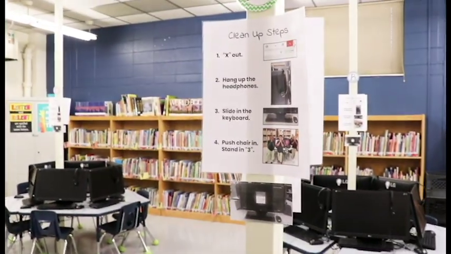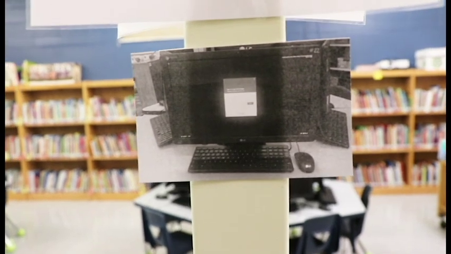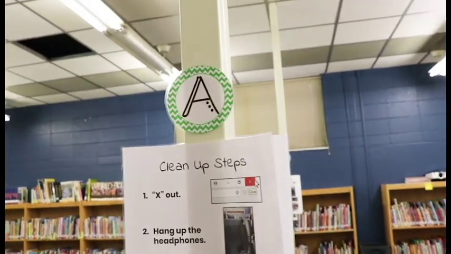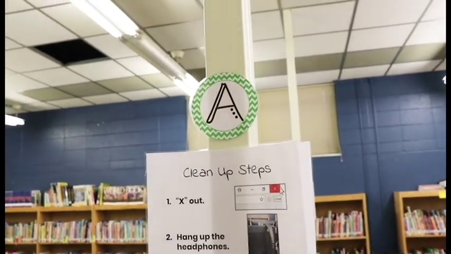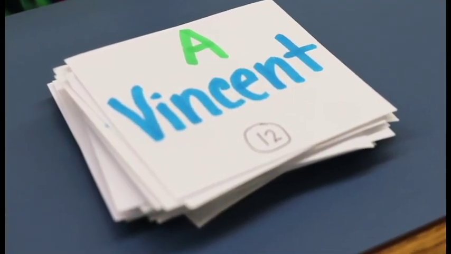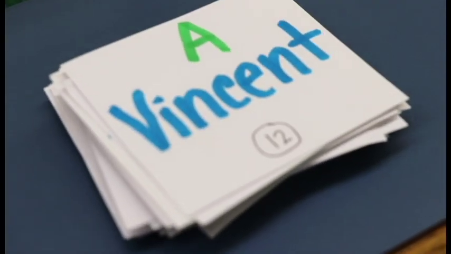In addition to the cleanup steps poster that I have, I also have just a single picture of what I expect their workplace to look like, and that's on the larger poster, that big picture. It matches. And then on top of that, I have also just the group, or the pods. I call them pods. So these are the cards that go along with their seating, and this is so that they know which pod that they're in, and then also which computer they're at.